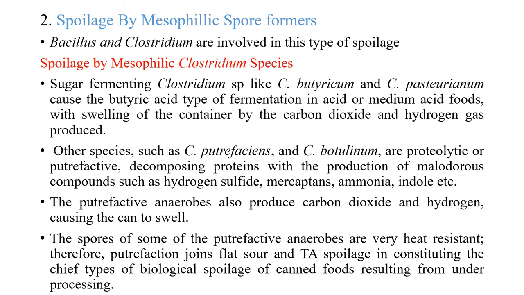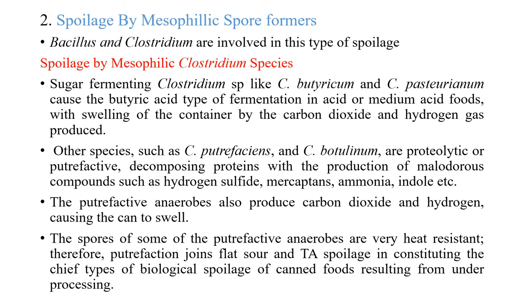And the second type is the spoilage by mesophilic spore formers. First we saw the spoilage by the thermophilic bacteria. Now we are seeing the spoilage by the mesophilic spore formers, and here Bacillus and Clostridia are mainly involved in this type of spoilage. First we will see the spoilage by the mesophilic Clostridium species.